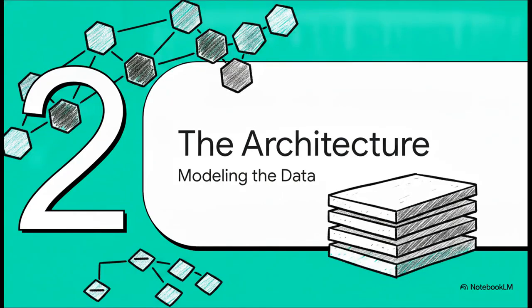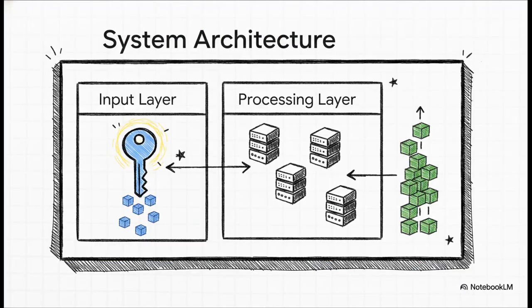Section 2. The architecture. Modeling the data. Let's move on and see how this builds, using Apache Cassandra as our primary reference today, since it's pretty much the most widely used system in this space. Wide column stores organize data around a few core concepts. First up is the keyspace. Think of this as your top-level namespace, kind of like a database in SQL. Inside that, you have your tables.